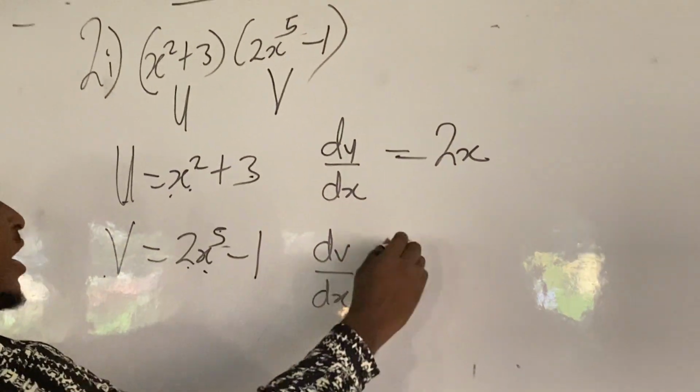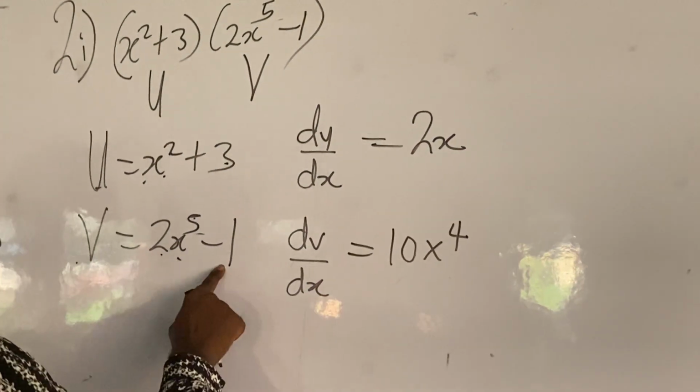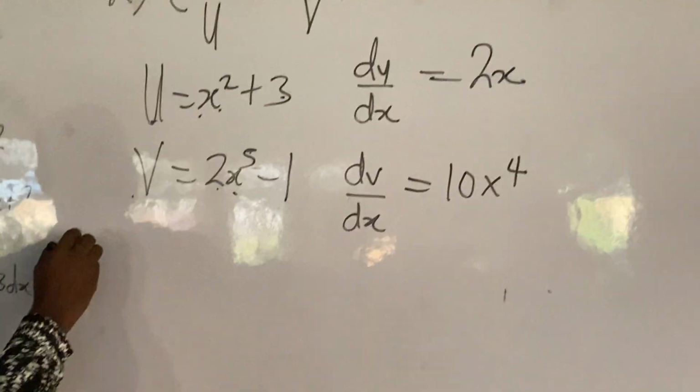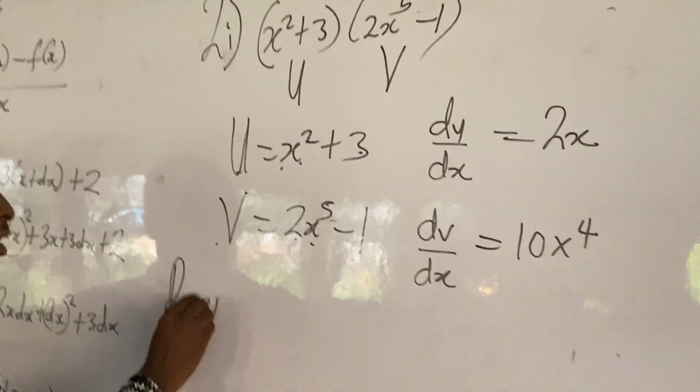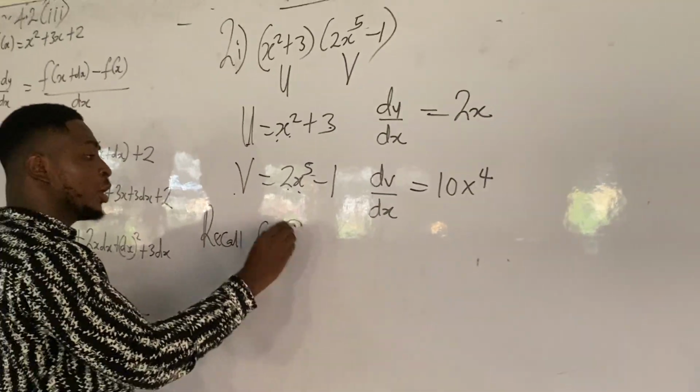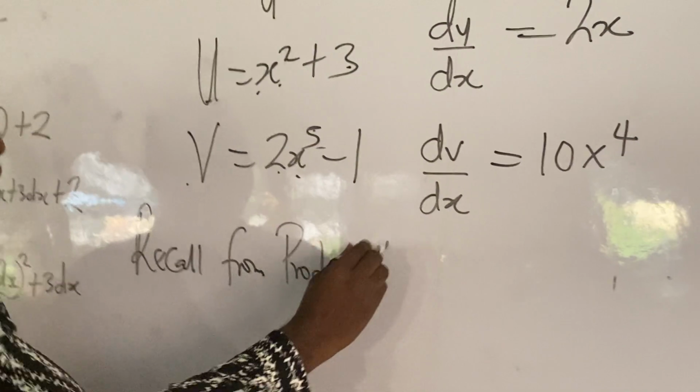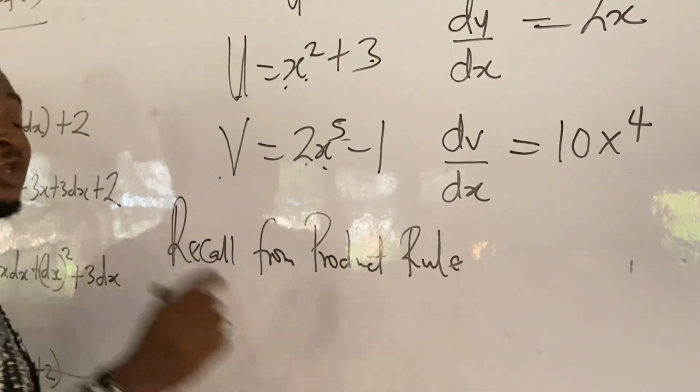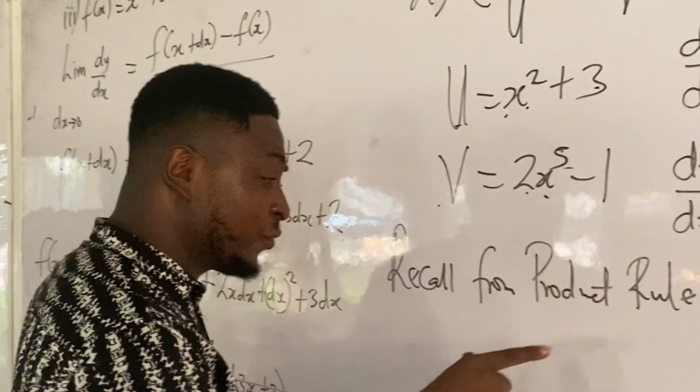2x raised to power 5. Differentiate, you have 10x raised to power 4, the power minus 1, and the constant. Now, recall from product... product rule. Because it's using the appropriate rule, the appropriate formula is the product rule, which is the formula I'm going to use.